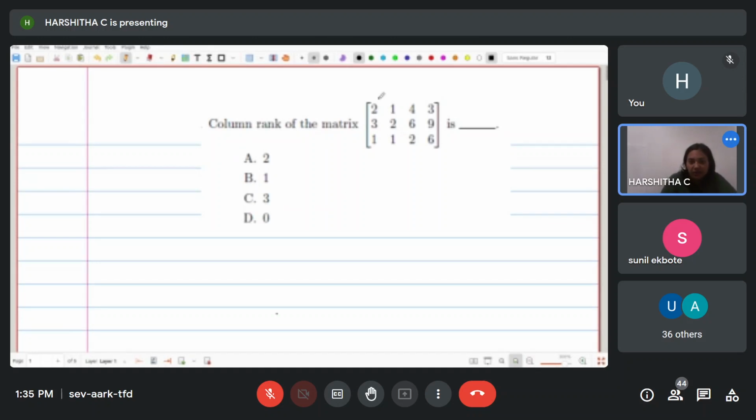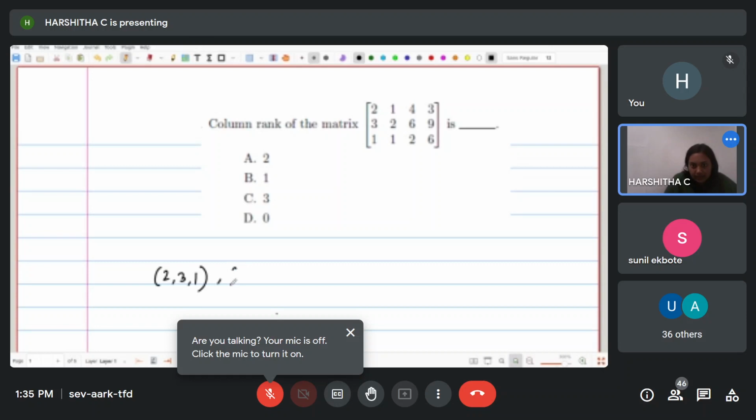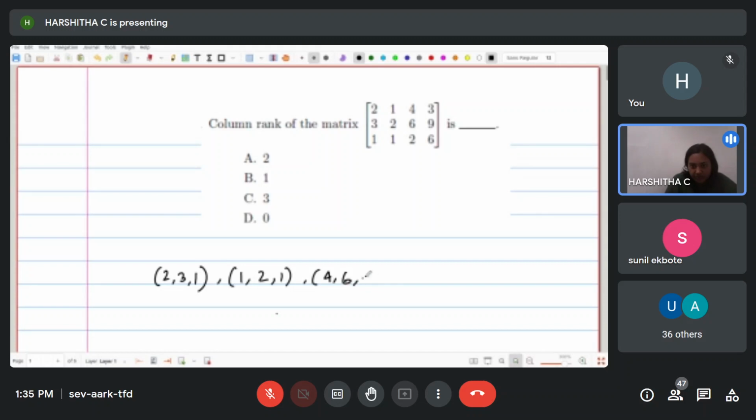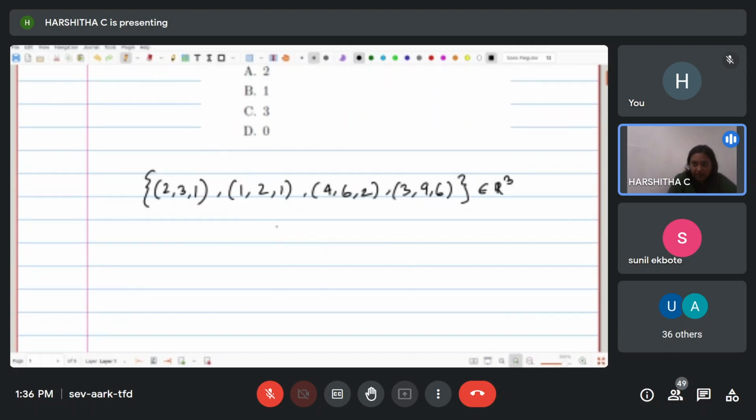What is column rank? You look at the columns of this matrix. So you have 2, 3, 1; 1, 2, 1; 4, 6, 2; 3, 9, 6. These are all vectors in R3, right? These vectors span some subspace of R3. So if you look at the span of this, it will be some subspace.